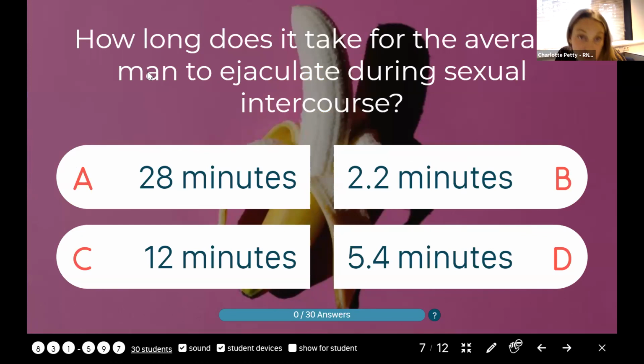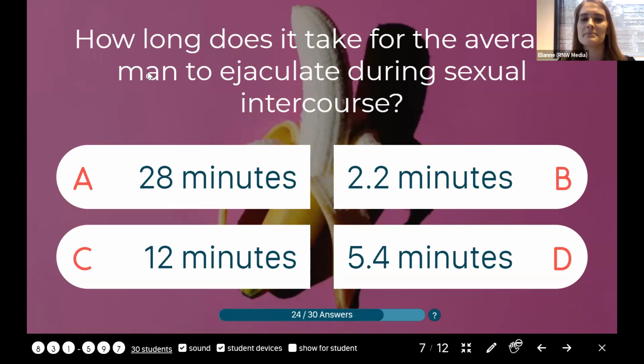So on average, how long does it take for the average man to ejaculate during sexual intercourse? A, 28 minutes, B, 2.2 minutes, C, 12 minutes, or D, 5.4 minutes? I mean, on average, we're talking... Exactly, it differs a lot. This is based on research from the Journal of Sexual Medicine on vaginal penetration.